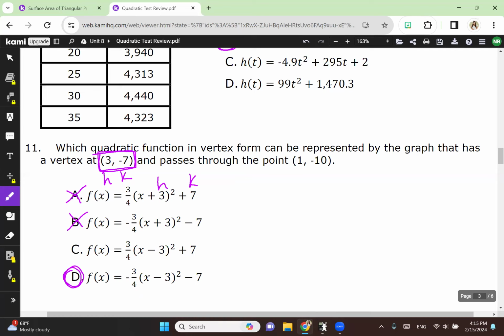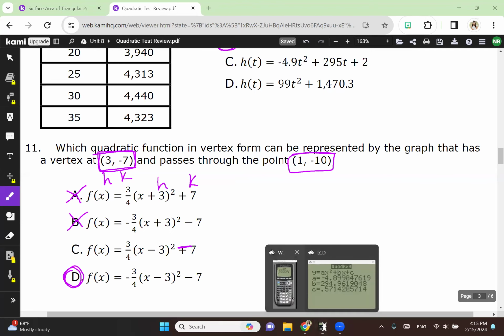Now you can always check if you're down to, let's say this one is also a negative and you can't decide if it should be positive 3/4 or negative 3/4. You can type your equation into y equals and check the table.